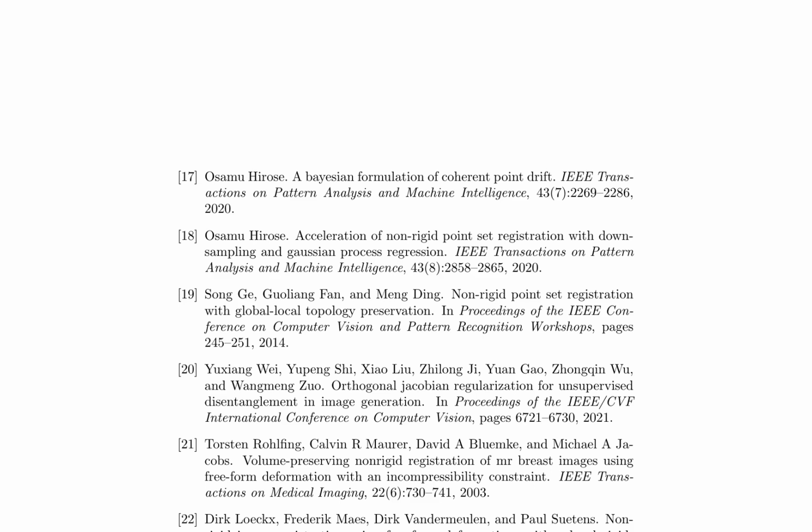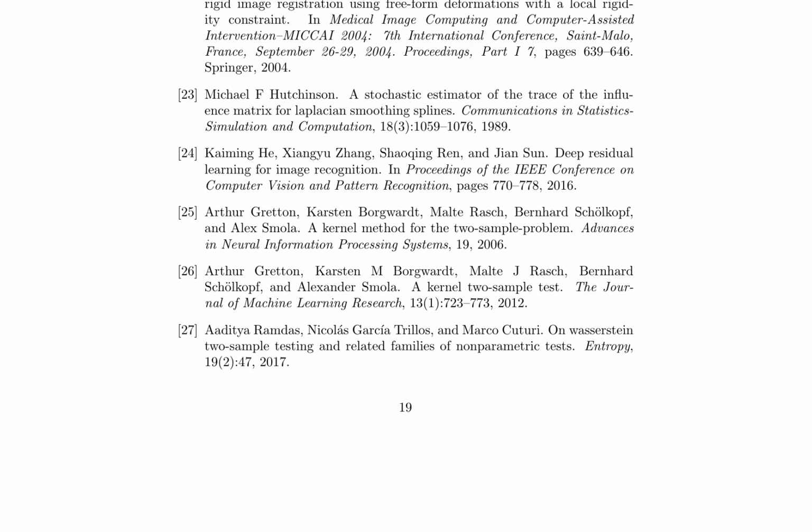This section of the research paper presents an extensive literature review on non-rigid point set registration, highlighting various approaches, techniques, and methodologies. The authors cite numerous papers on Bayesian formulations, Gaussian process regression, and global local topology preservation, emphasizing the significance of these concepts in point set registration. The literature review covers a range of topics, including coherent point drift, acceleration of non-rigid point set registration, and orthogonal Jacobian regularization for unsupervised disentanglement in image generation.